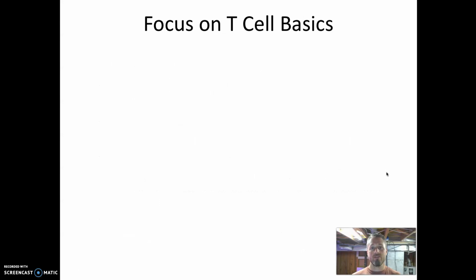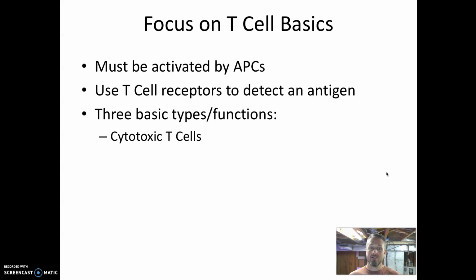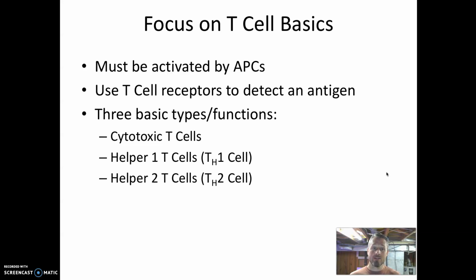So again, let's focus on the T cell basics. We know that T cells have to be activated by APCs so that they can function. We know that T cells use T cell receptors to detect an antigen. We know that when T cells detect an antigen, they do things. What they do depends on their basic type or function. And we've got the cytotoxic T cells that try to kill the thing, helper 1 T cells that call for help from other immune cells, and then helper 2 T cells that train B cells to do their job.